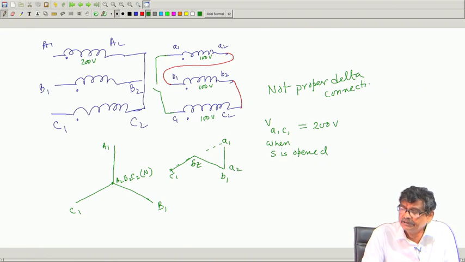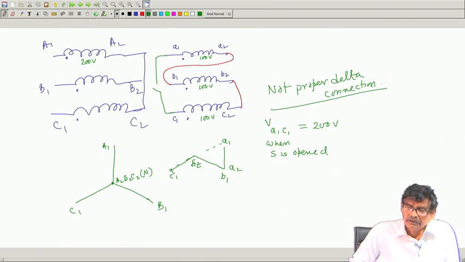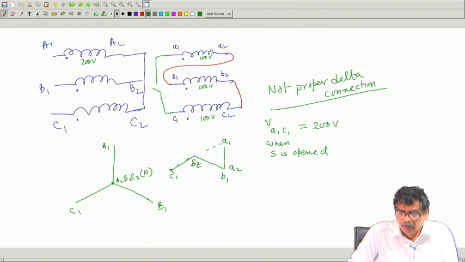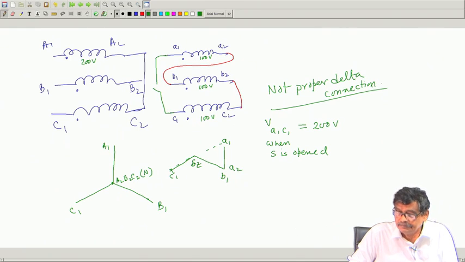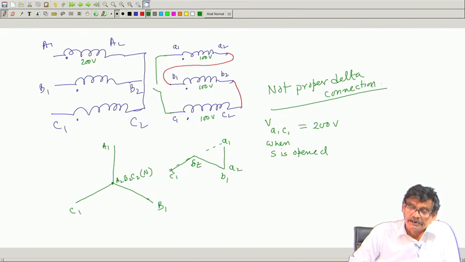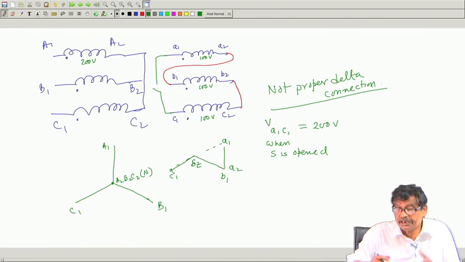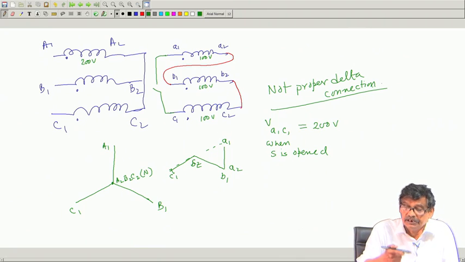So, you should be extremely careful, and you will always be correct provided you follow this rule. First find out the dots, put the dots, mark the terminals accordingly, do it, and everything will be fine. That is why I have spent so many words, so that you understand the importance of dot conventions, particularly in a 3-phase transformer. At least making the connection itself demands that you understand the polarity of the induced voltages.